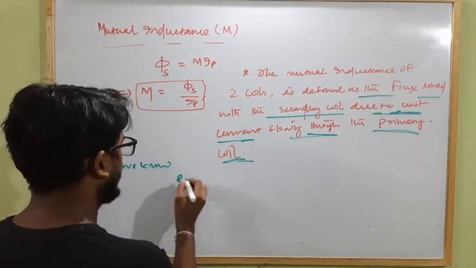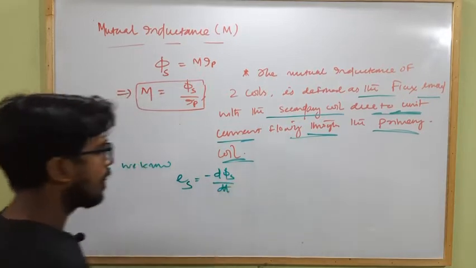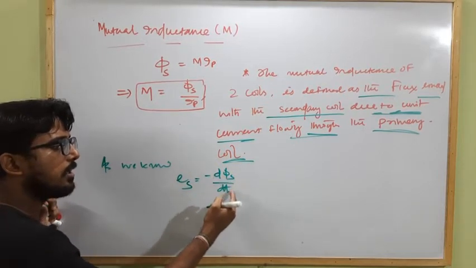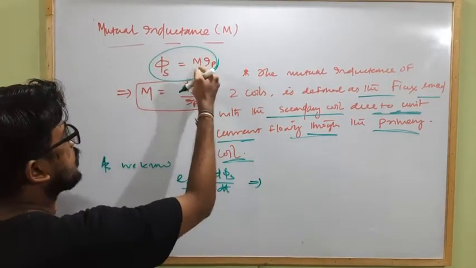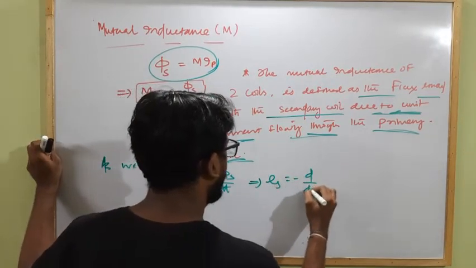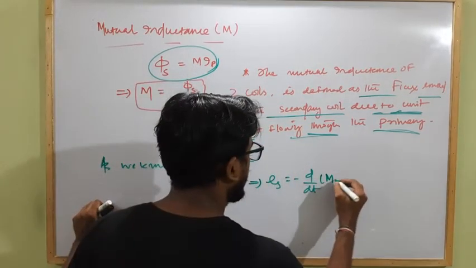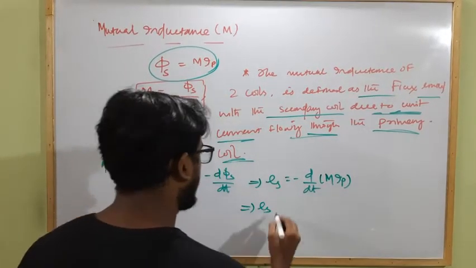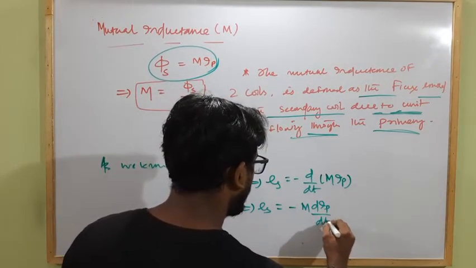And as we know, the induced EMF E in secondary equals minus d phi S by dt. The induced EMF in the secondary equals minus d phi, the change in flux in secondary with respect to time. So this implies phi S will be M into IP. So the induced EMF in secondary equals minus d by dt of M into IP, that is, mutual inductance of both the coils into current in the primary coil. This can be written as the induced EMF in the secondary coil equals minus M into dIP by dt, because M is constant.